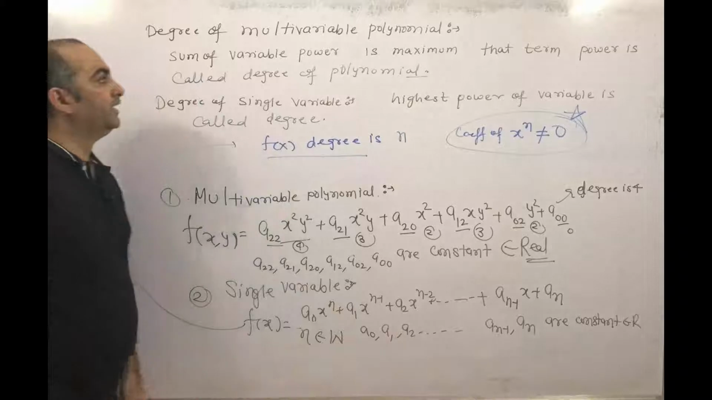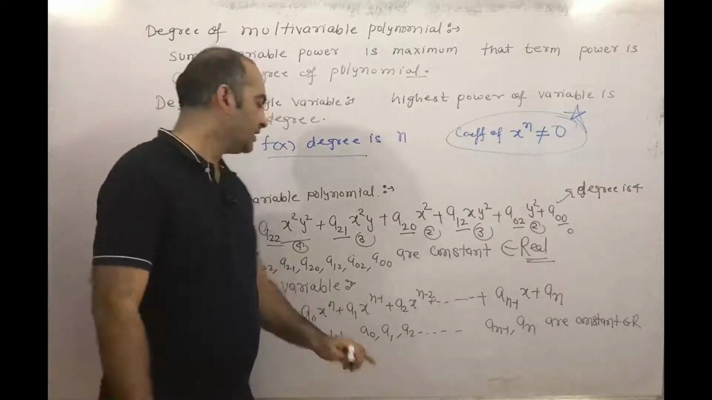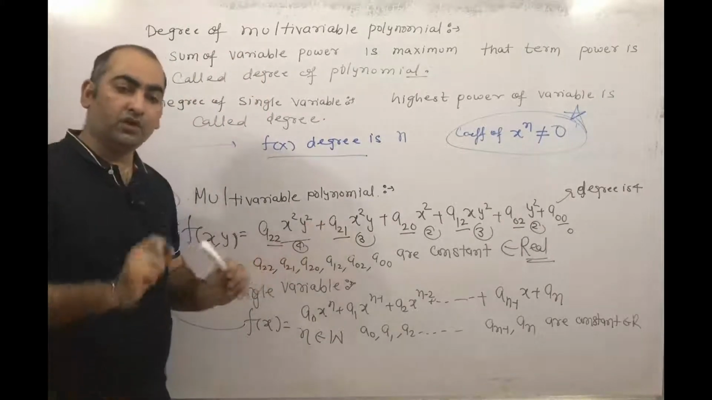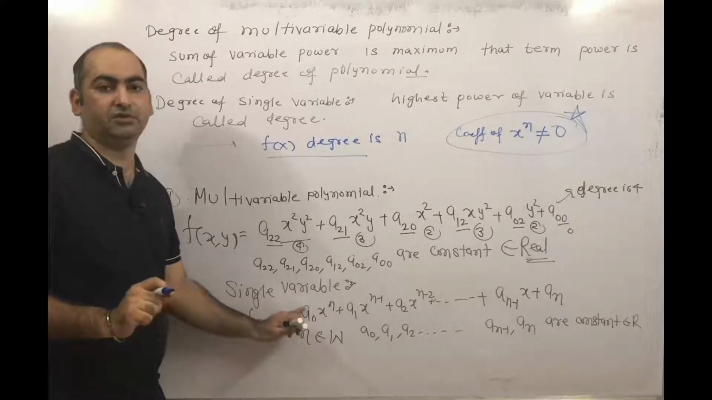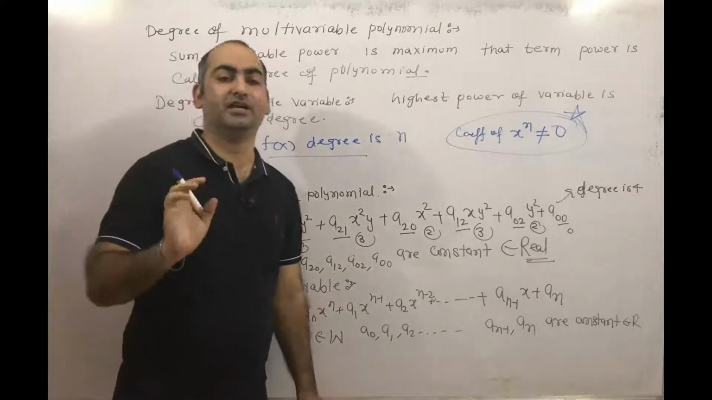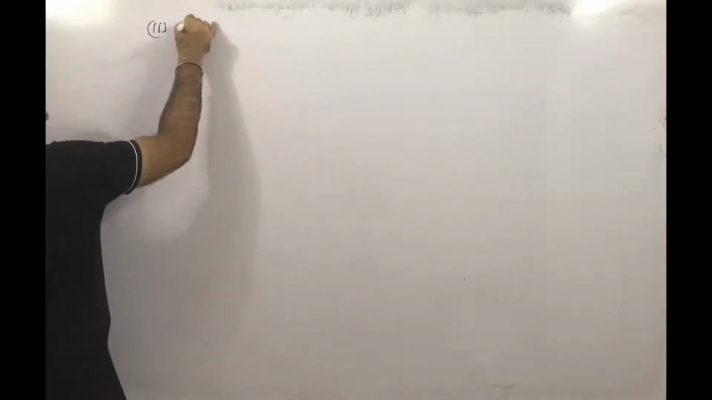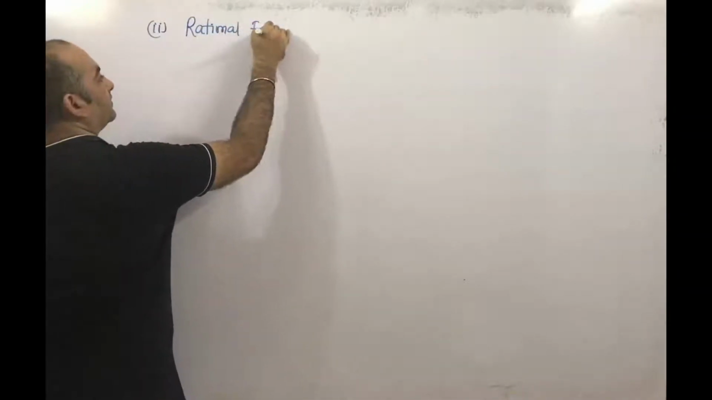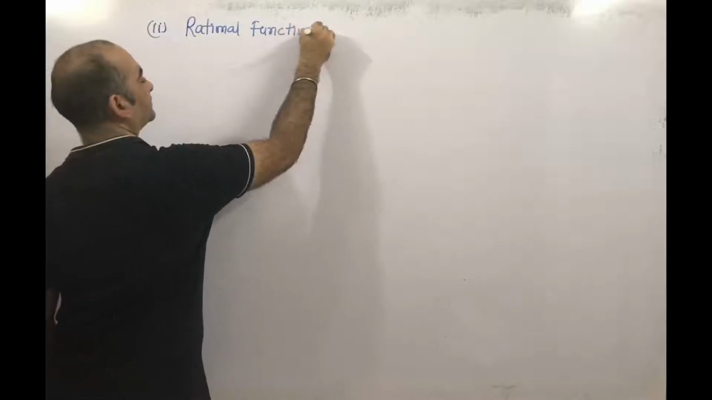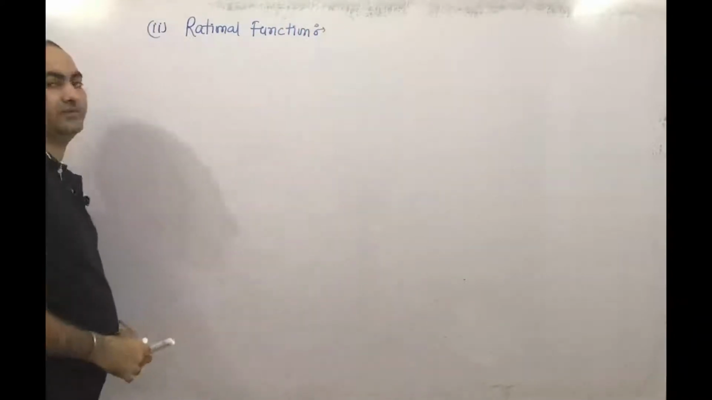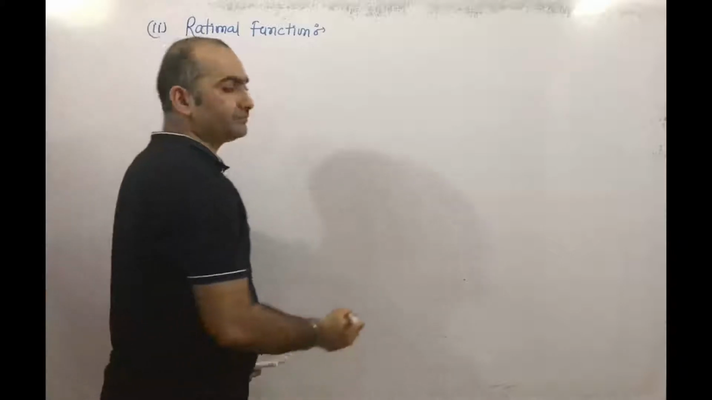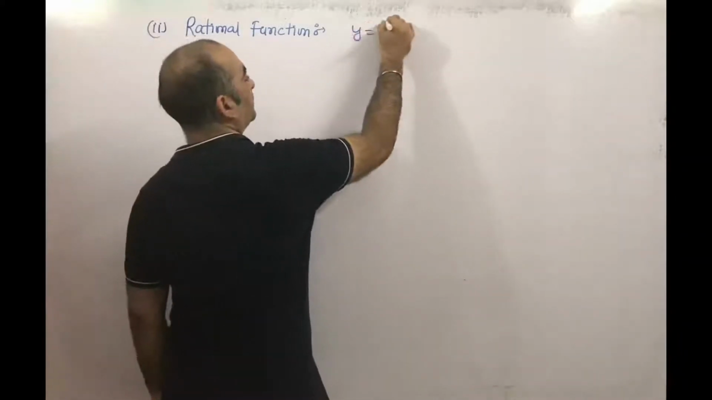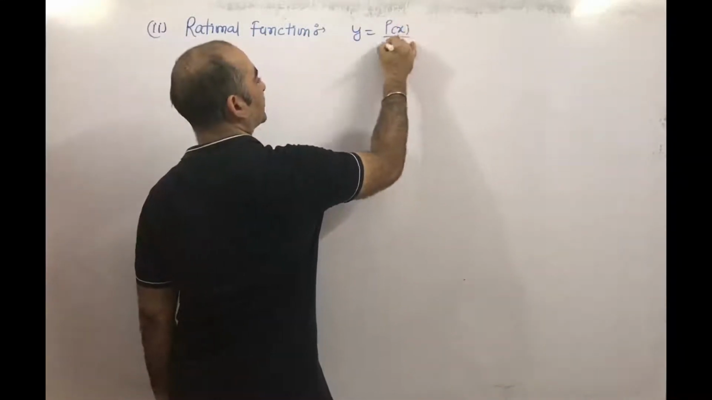Okay, now in this topic we are not going to discuss multivariable polynomial, only single variable. Everything we will discuss for single variable only. Okay, next we are discussing rational function. Okay, second is rational function. So what is rational function? y equal to p x by q x.